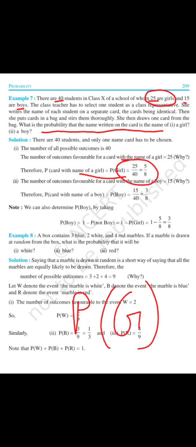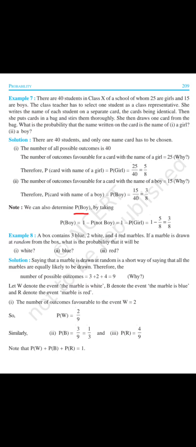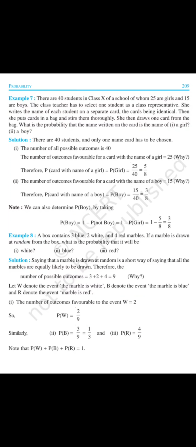Same thing for the boys, that will be 15 upon 40, because the total number of boys is 15. And then we can determine P(boy) by taking 1 minus the probability of girl, that other formula, P(E) equals 1 minus P(E bar), if you remember that. So we use the number of girls, that is 5 by 8: 1 minus 5 by 8 equals 3 by 8, so we can use this one also. Now read example number 8.